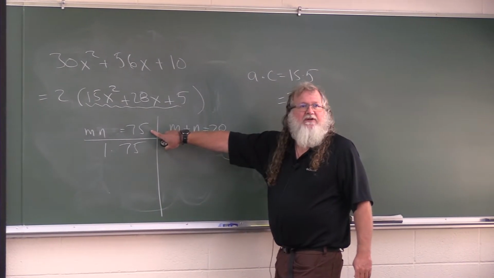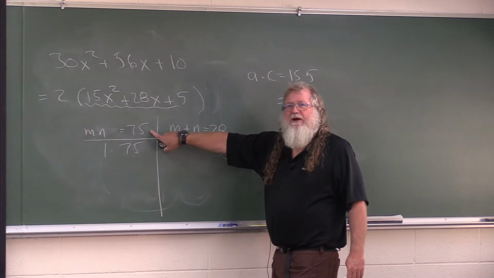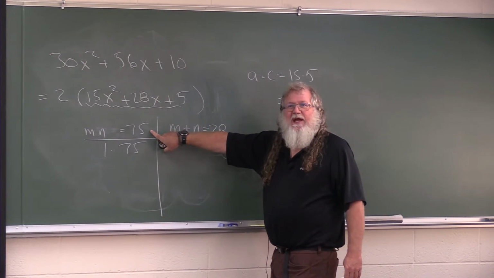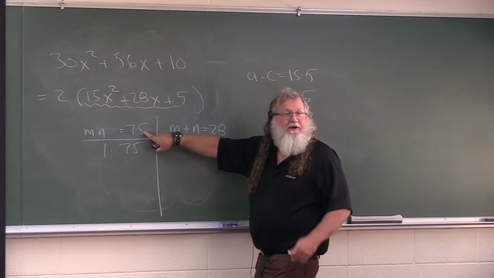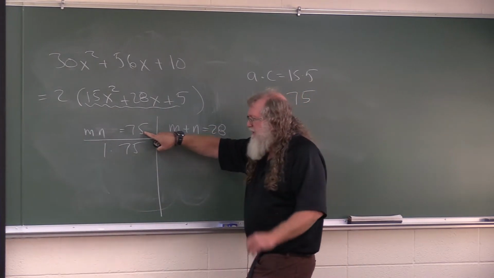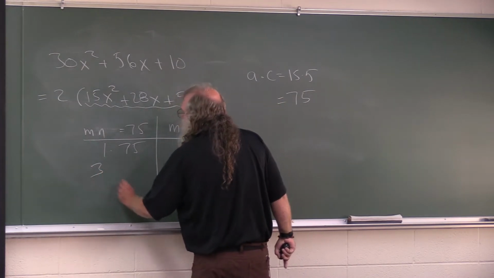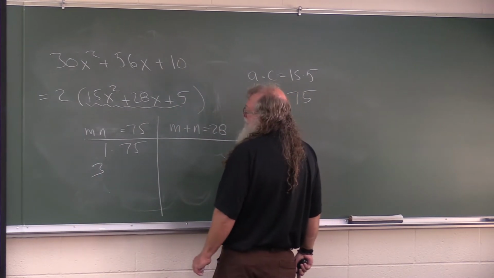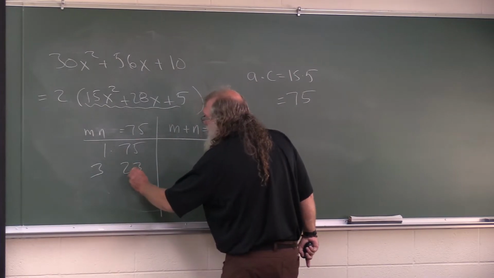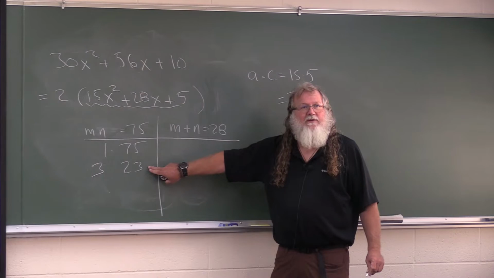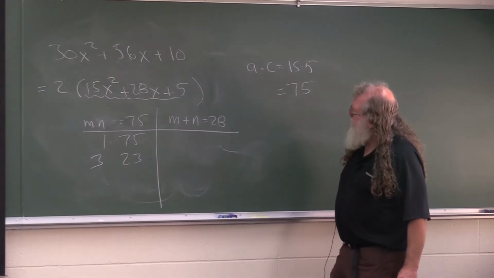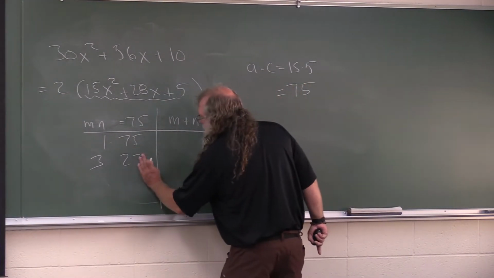75, is it divisible by 2? No. Is it divisible by 3? It is. And if you don't know the test, add up the digits. 7 and 5 is 12. 12 is divisible by 3, so 75 is divisible by 3. 3, let's see, 60 is 20 and 15, so 23. What do those add up to? 26? Did I get that right? 3 times 25. Oh, thank you.